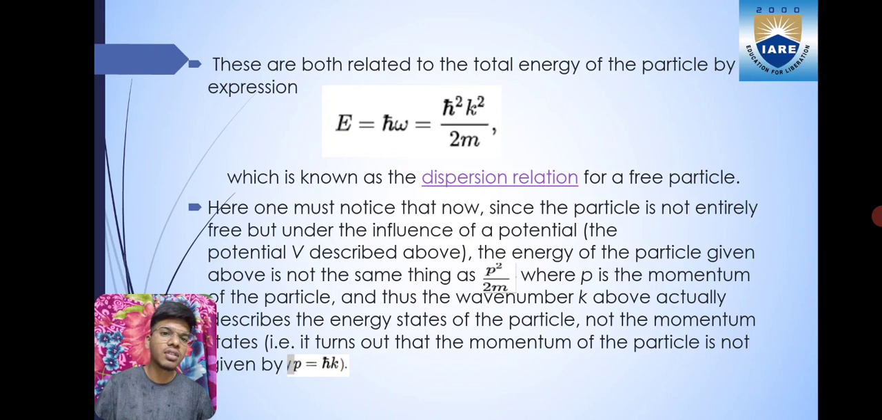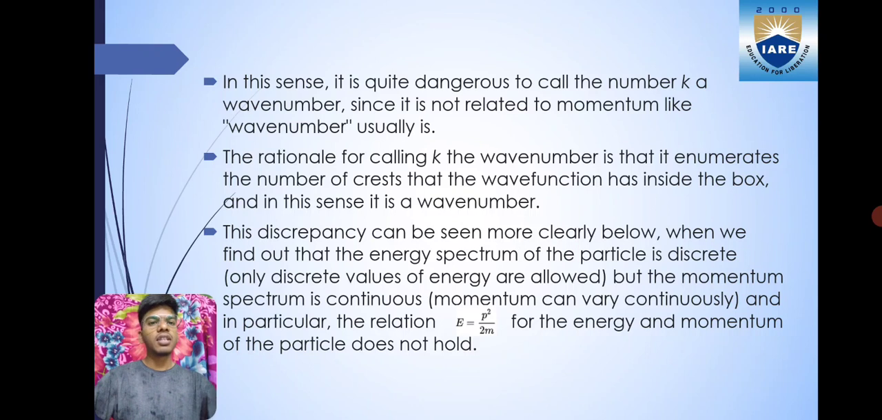That is, it turns out that the momentum of the particle is not given by p = ħk. In this sense, it is quite dangerous to call the number k a wave number, since it is not related to momentum like a wave number usually is. The rationale for calling k the wave number is that it enumerates the number of crests that the wave function has inside the box, and in this sense it is a wave number.